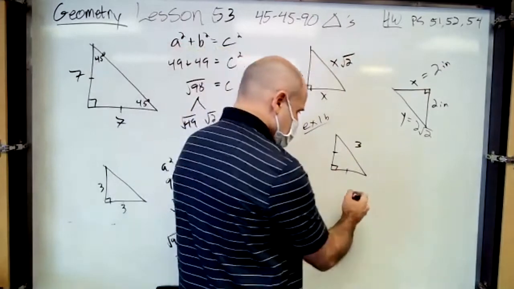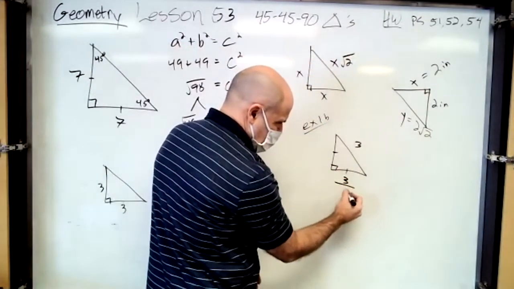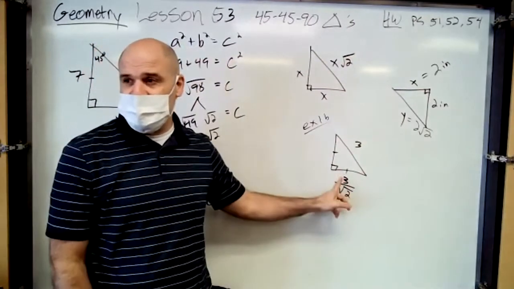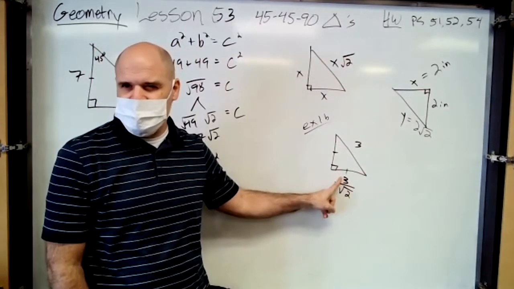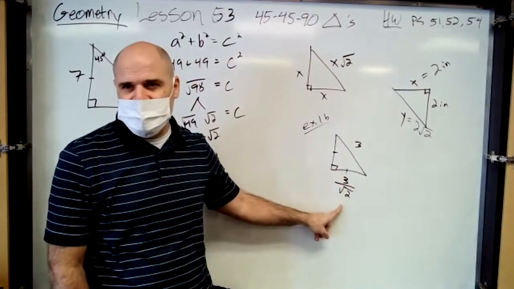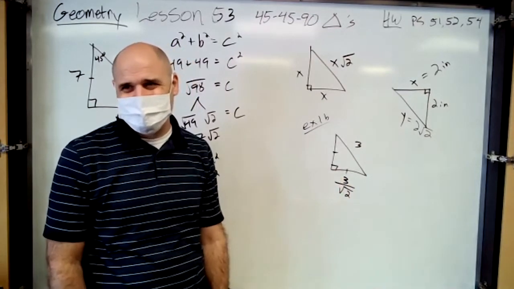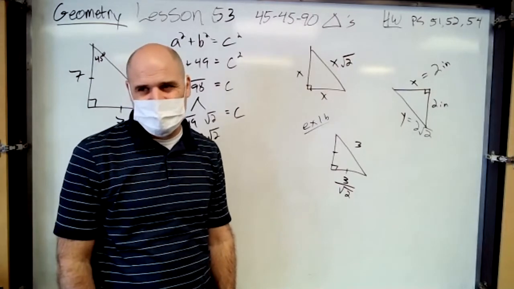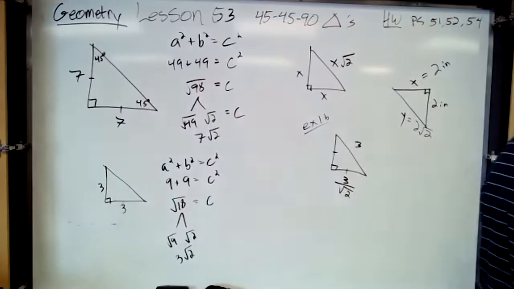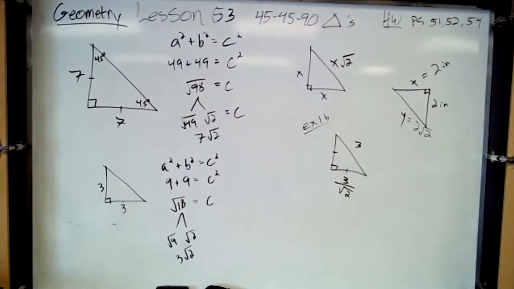So what is this going to be? 3 divided by radical 2, right? Yeah. Okay, can you have a radical in the denominator? Did we talk about this? You can't have a radical in the denominator, so what do you have to do? Do you remember how to get rid of that? Flip, right? Well, not flip, but reciprocal?